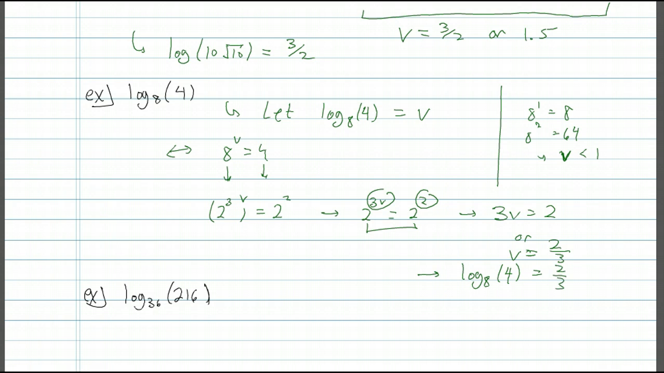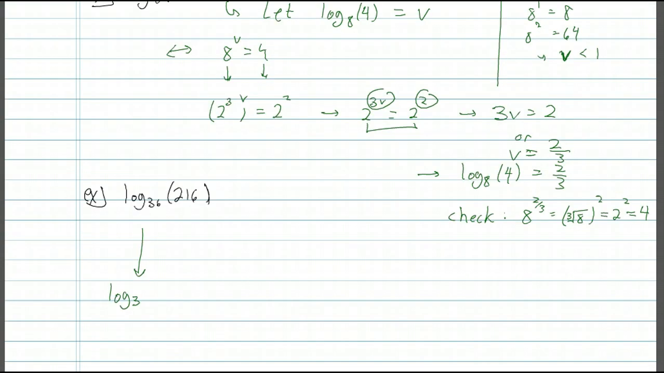We can check this. Okay, what does that mean? Log base 8 of 4 is 2/3. It means 8 raised to the 2/3 power must be 4. By definition of a rational exponent, the denominator tells us to take the cube root of 8, and then the exponent, the numerator of the fraction up top, tells us to square. Cube root of 8 is 2. 2 squared is 4. It works out. You can check it with a calculator if you want to also.